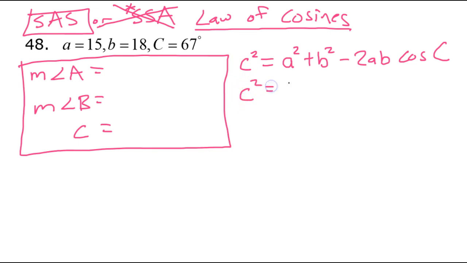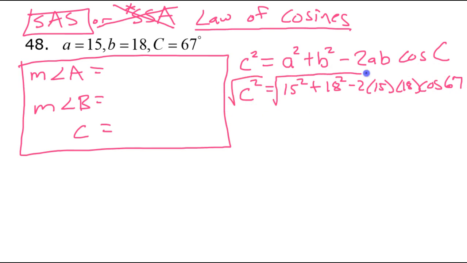So we have everything except for side C. So we will have c squared is equal to 15 squared plus 18 squared minus 2 times 15 times 18 cosine of 67. If I want to find the length of side C, I need to take the square root of both sides. So I'm just going to take the square root of all this, and that will give me side C.